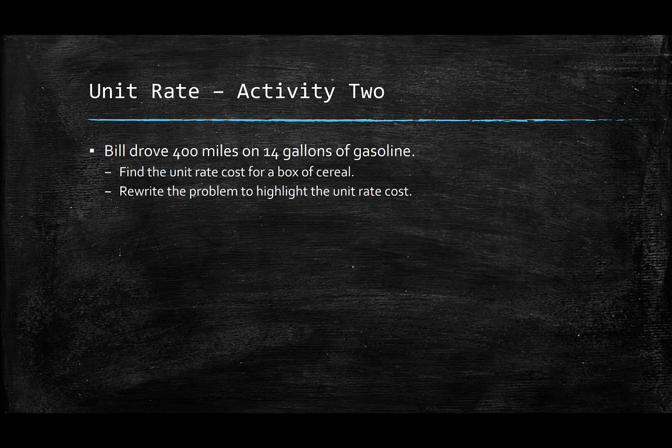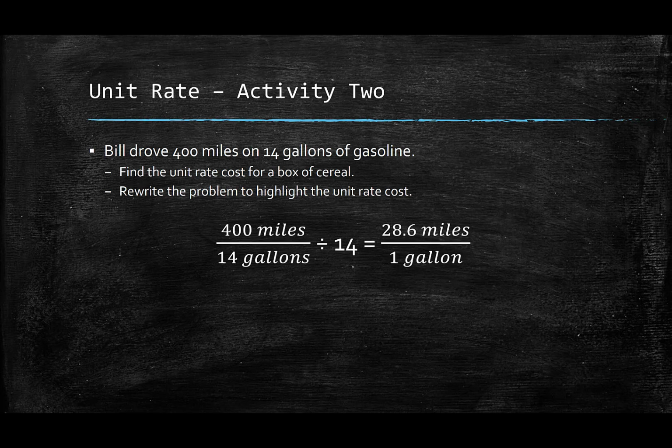Let's do one more together. Bill drove 400 miles on 14 gallons of gasoline. Again, we'll find the unit rate cost, then use this information to rewrite our original statement. By now, you should be able to see that our rate is 400 miles on 14 gallons. This can be written in a fraction format as shown.